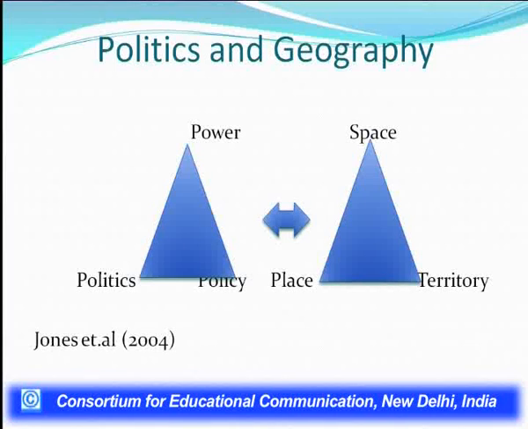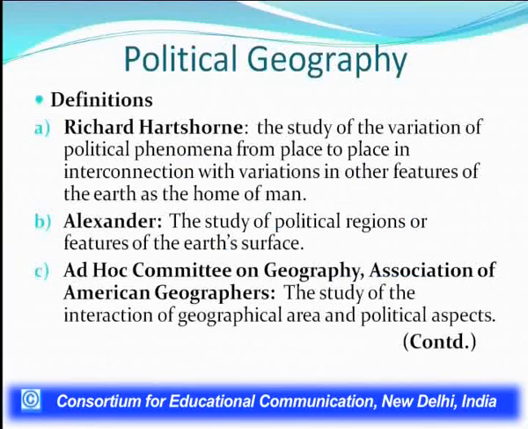On the geography aspect, in this double triangular figure, you see that space, territory and place are the important variables which interact with power, politics and policy. So territory in the case of the international system, space and place I have already explained through the last slide, and this is how politics and geography together come to make political geography as we understand it now.